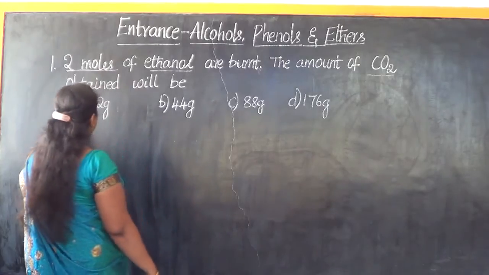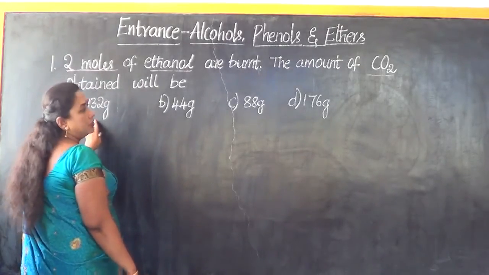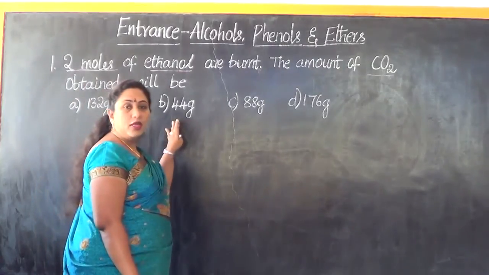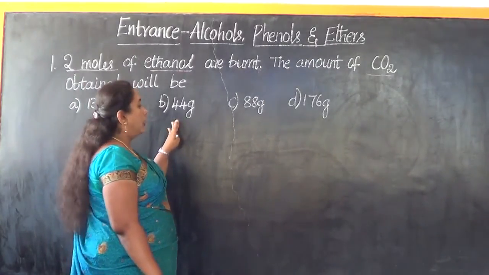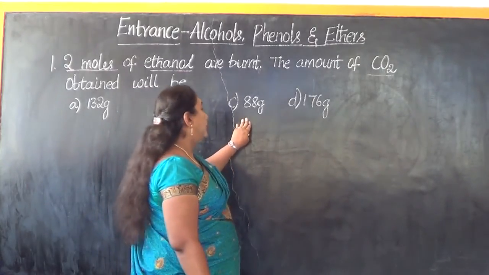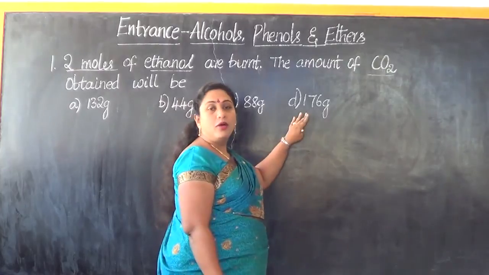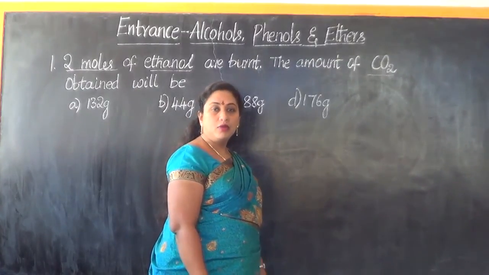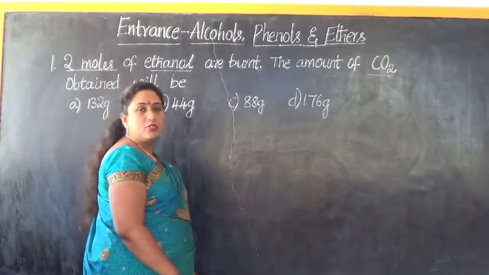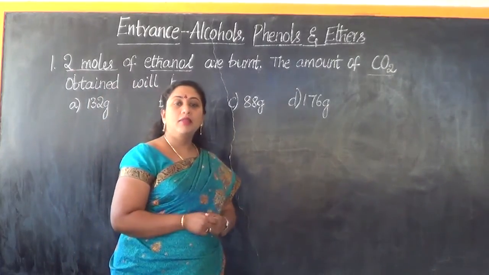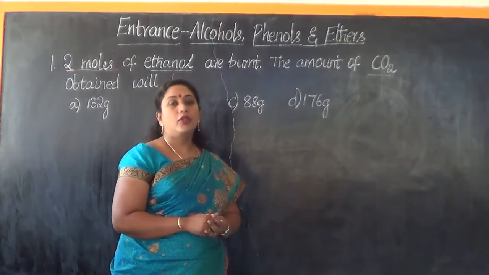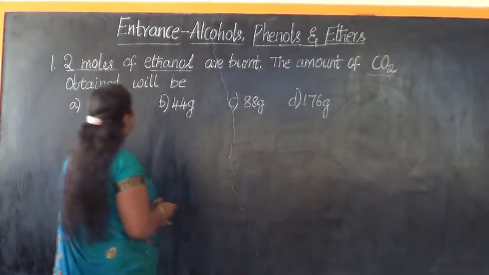Now option A tells, is it 132 grams of carbon dioxide that will be obtained, or is it 44 grams, or option C, 88 grams, or option D, 176 grams of carbon dioxide is obtained. Dear students, when we have such questions, we can easily arrive at the answer if we write the balanced chemical equation for the combustion of the given constituents.